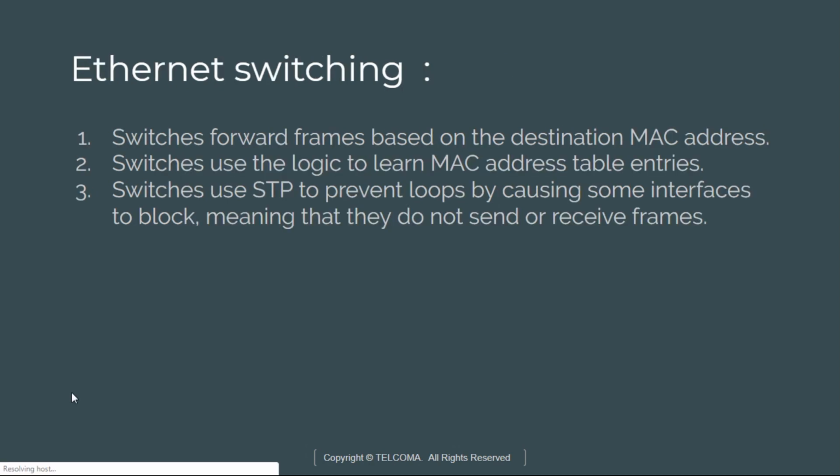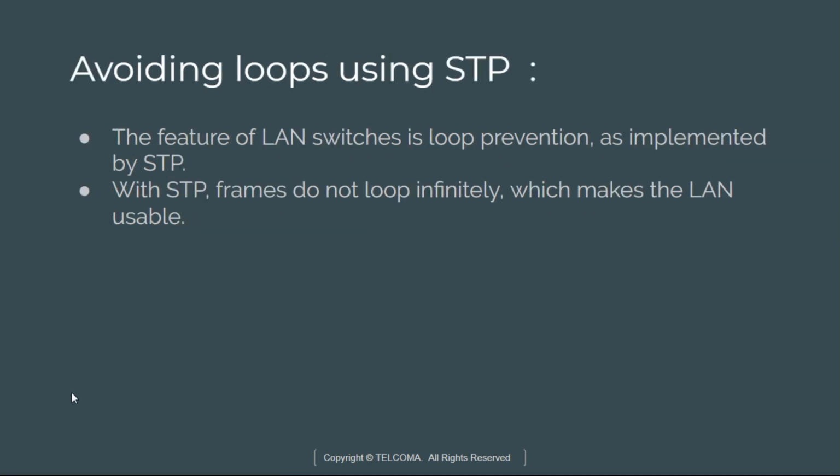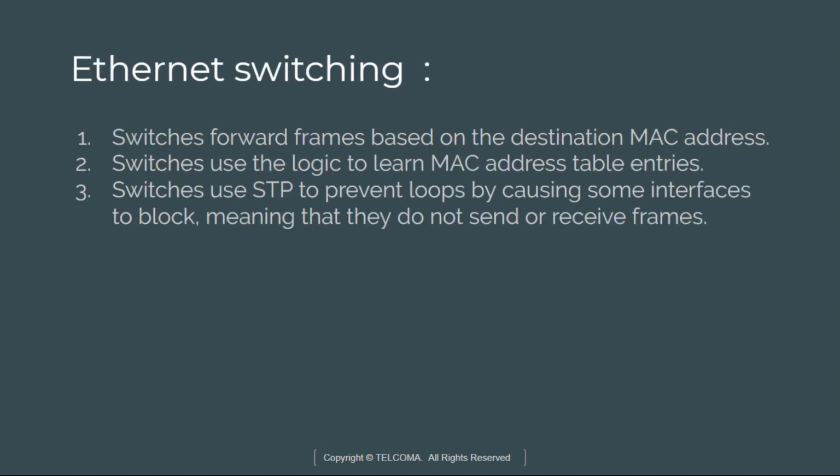Avoiding loops using STP. STP is the Spanning Tree Protocol. The feature of the LAN switch is loop prevention and it is implemented by STP. Without STP, any flooded frames would loop for an infinite period of time in Ethernet networks with physically redundant links. To prevent looping frames, STP blocks some ports from forwarding frames so that only one active path exists between any two LAN segments.